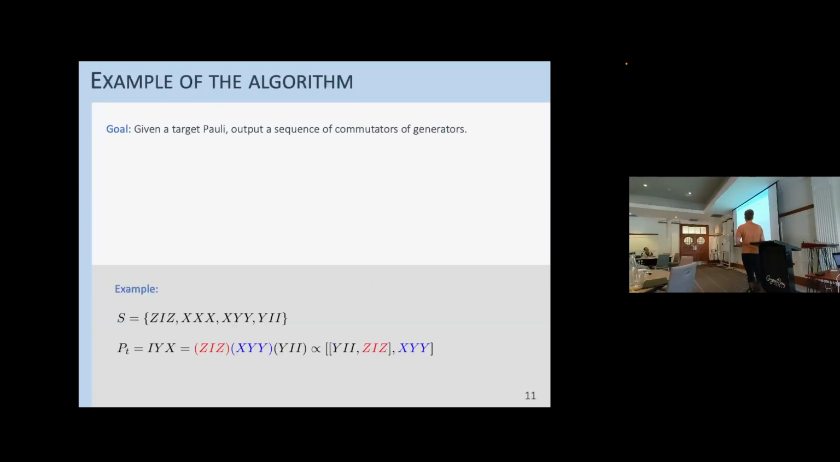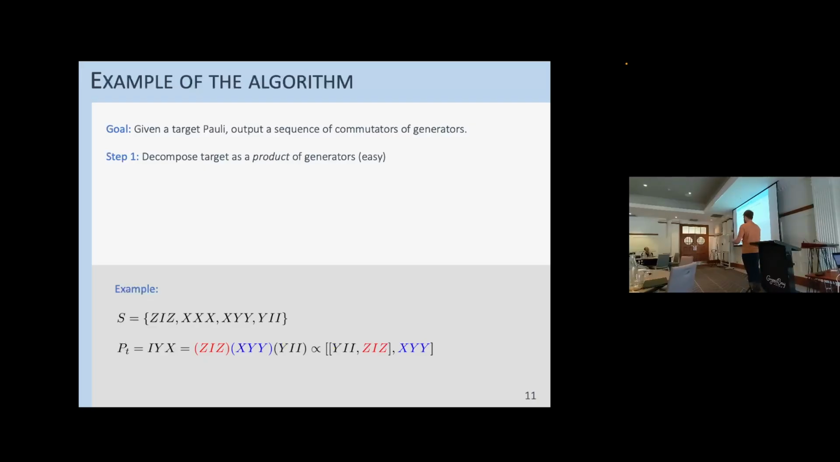So the goal is, given some set of polys, here's my generating set. I just picked a random set. This isn't universal, I think, but it doesn't matter for this demonstration. Given a target poly that's in the algebra generated by these, find the sequence of commutators of the generators that gets you there. So that's what the algorithm does. And so there's 3 steps. The first thing you do is you take your target poly and you decompose it as a product of elements of your generating set.